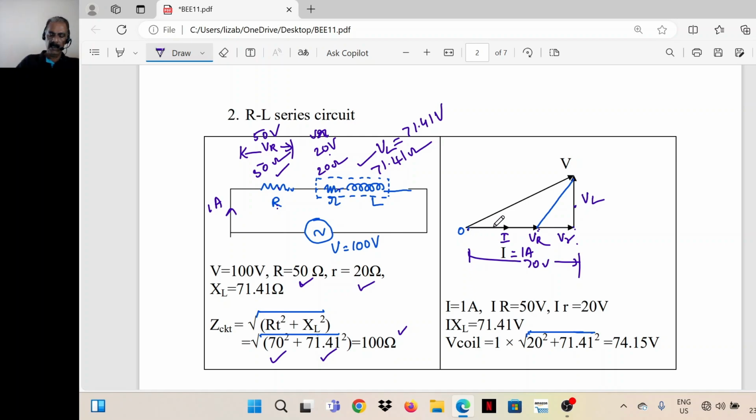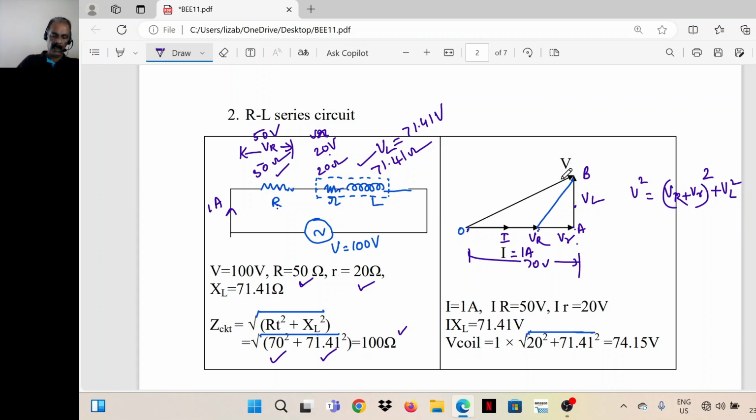The total voltage is given by VR plus small vr, the whole square, plus VL square, which gives V square. We can write the relation: V square is equal to (VR plus vr) the whole square plus VL square. From this you can find V, because it's a right angle triangle. VR plus vr is OA and VL is AB, so OB square is equal to OA square plus AB square.